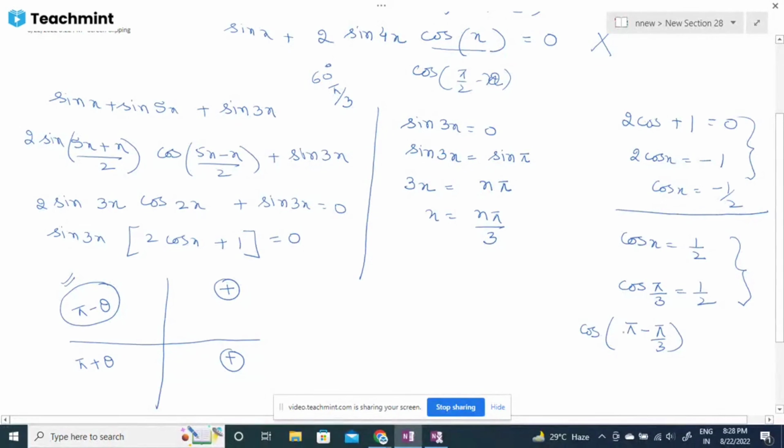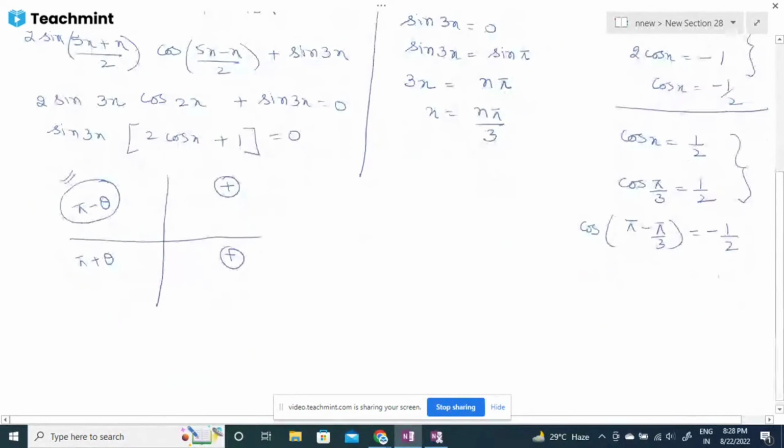When it becomes cos of pi minus pi by 3, we write it directly as minus 1 by 2, because then we get the value of minus. So cos 2 pi by 3 is equal to minus 1 by 2. In place of minus 1 by 2, we can write cos 2 pi by 3. So it becomes cos x is equal to cos 2 pi by 3.